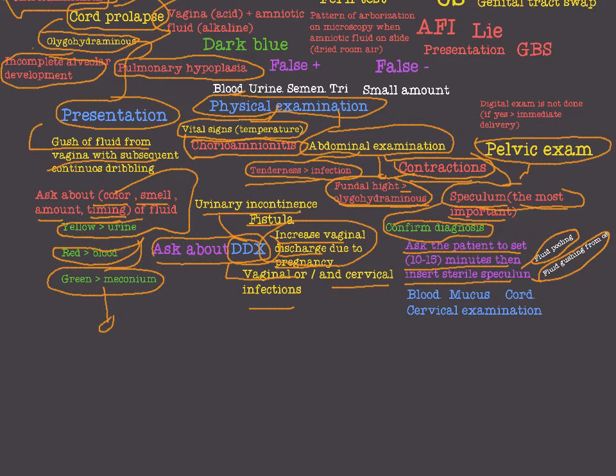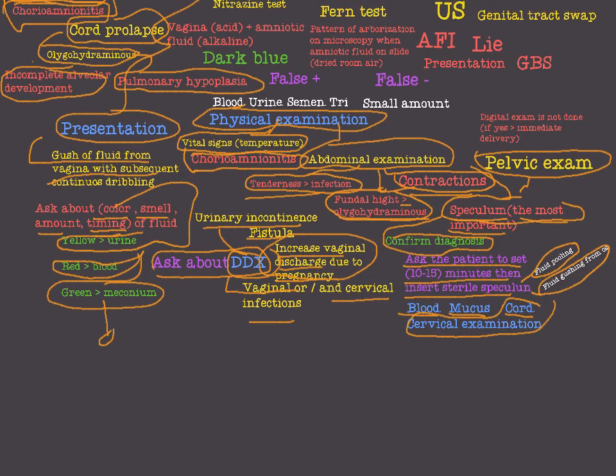membrane. Okay, so we have to notice, do we have blood, do we have mucus, do we have a cord descent? We said that rupture of membrane is associated with cord prolapse as a complication. So in physical examination we have to know if we have a cord prolapse, because it's a dangerous condition. We have to monitor and treat. Okay, this is all about physical examination.